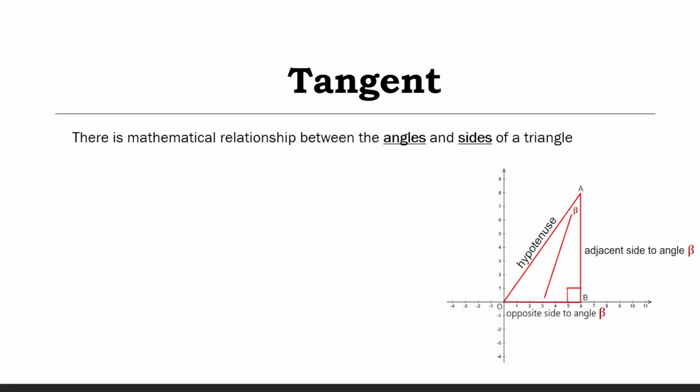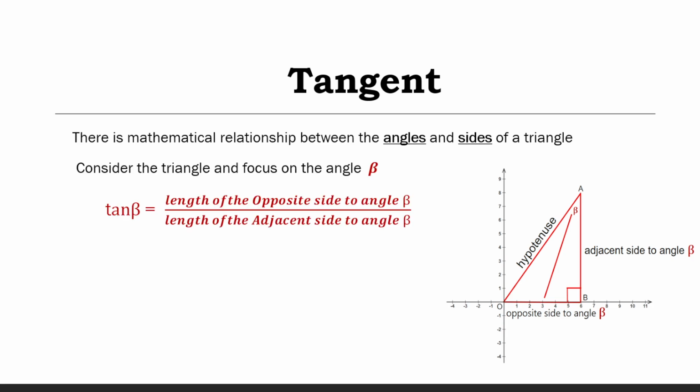We can do the same with the focus on angle beta. Tan beta gives us the length of the opposite side to angle beta divided by the length of the adjacent side to angle beta, and that gives us tan beta is equal to OB over AB. And then OB can be made the subject of the formula to become AB times tan beta.